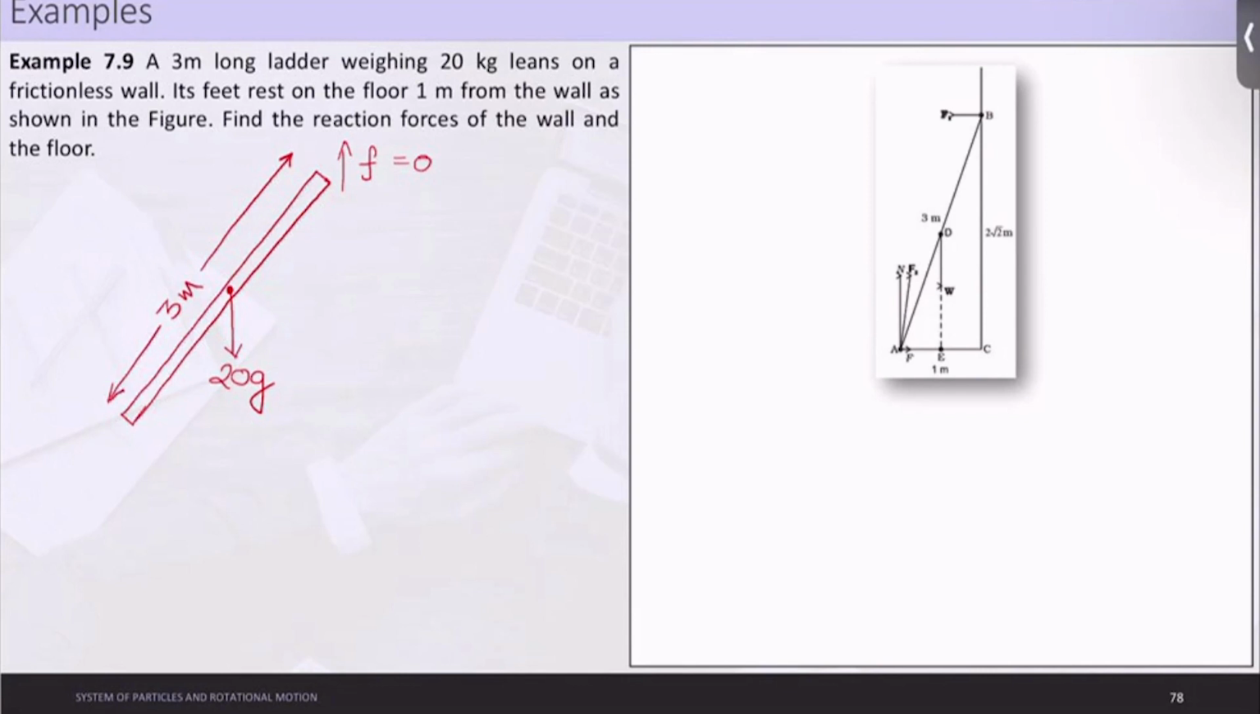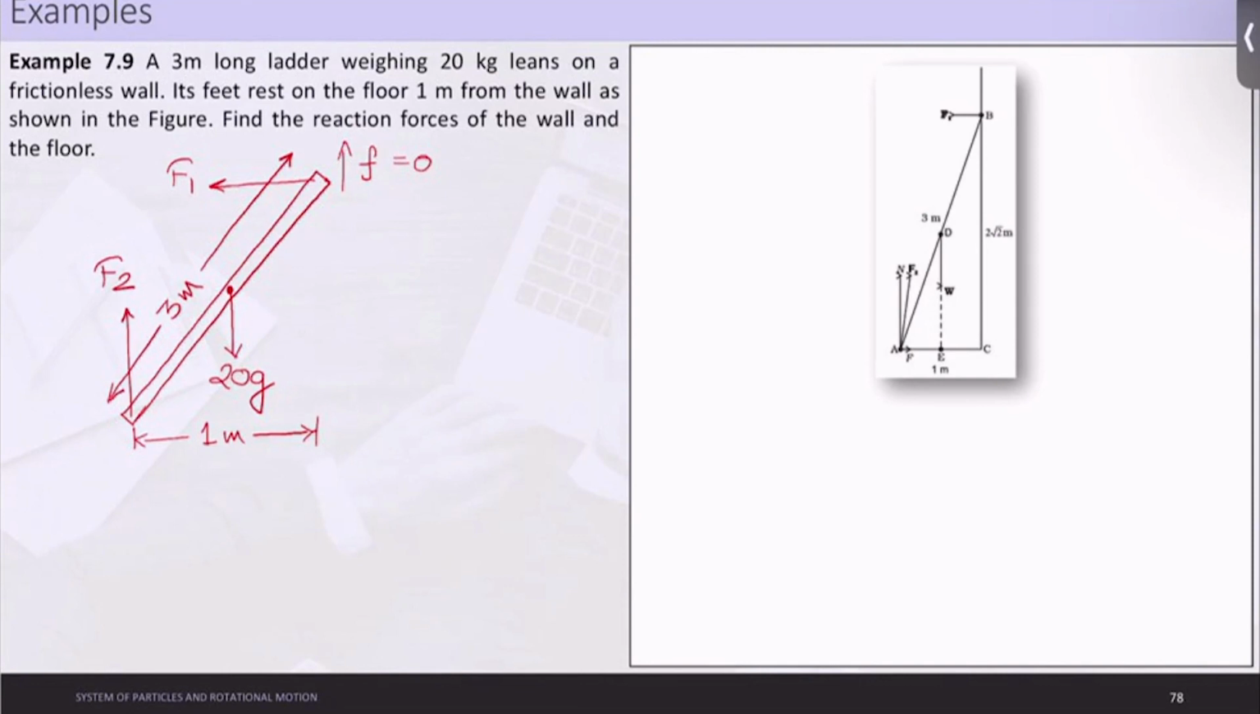Okay, but please remember there will be a normal force acting. Let us say that normal force, I am writing that normal force is equal to F1. Okay, so there will be normal force acting. Now, its feet rest on the floor 1 meter from the wall. So that means that this location is given to you as 1 meter. Okay. And next thing is, its feet rest. So basically this will be nothing but your F2 again. This is your F2. Find the reaction forces of the wall and the floor.